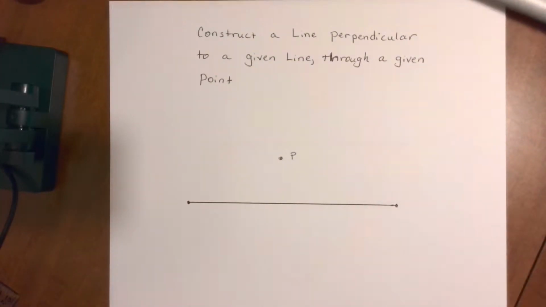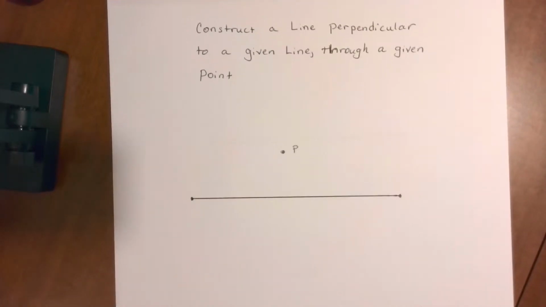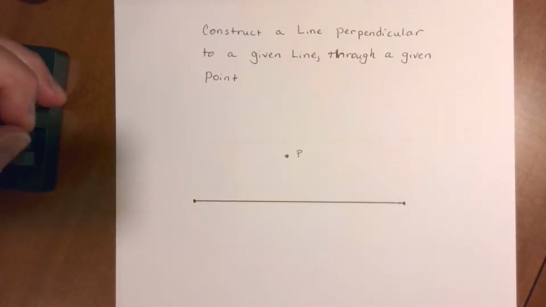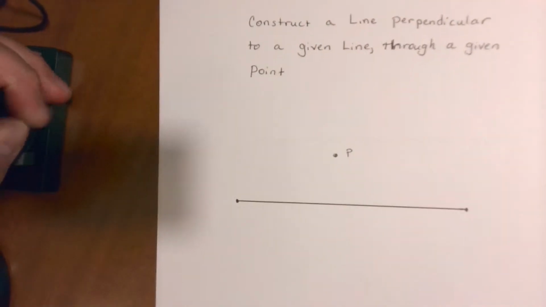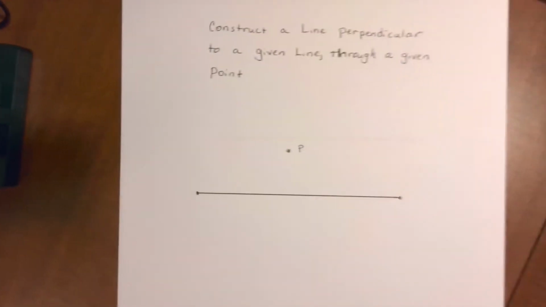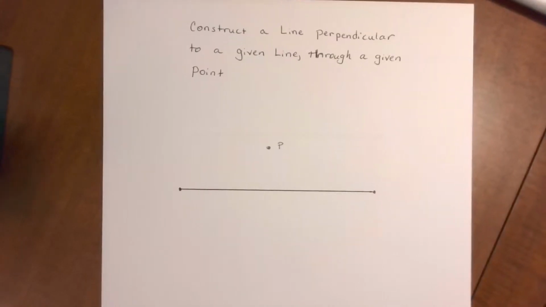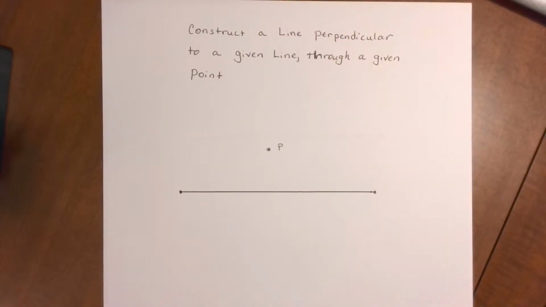This is Mr. Rowe. We're looking in Geometry Part A. This is Lesson 6, and we're going to look at how to construct a line perpendicular through a given line through a given point. So again, we're going to look at 3 different tools, and we're going to show you how to use each tool. And then you watch the part of the video that has the tool closest to the one you have.